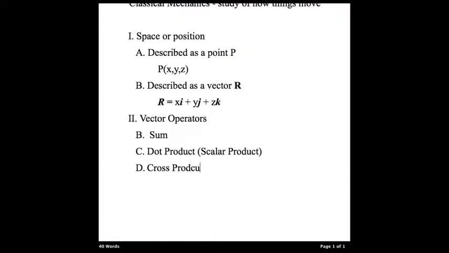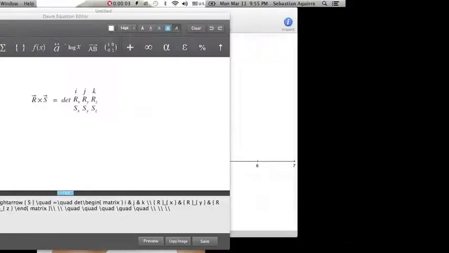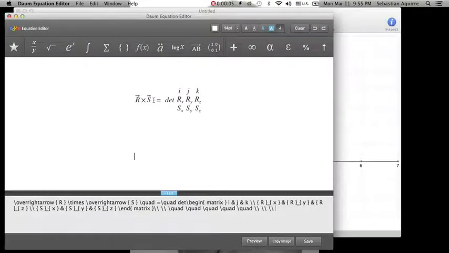Cross product, and that is simply the determinant of the vector components organized thusly. Again, this should be a review. You should already know what a determinant is. If you don't, look it up.